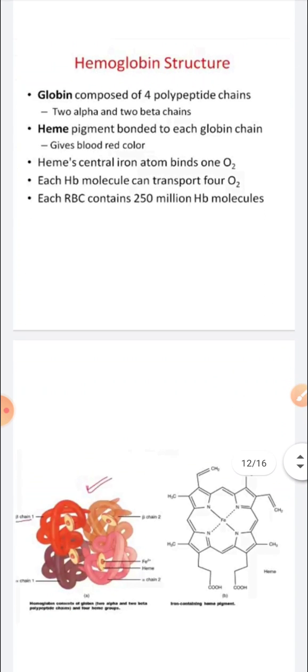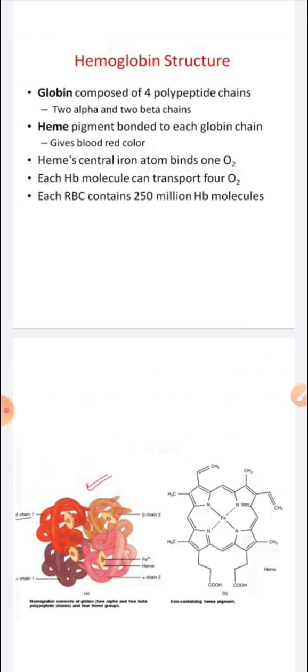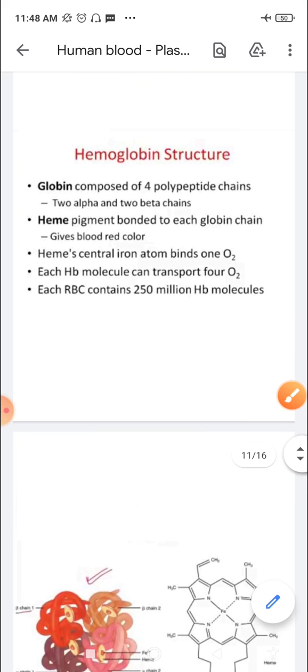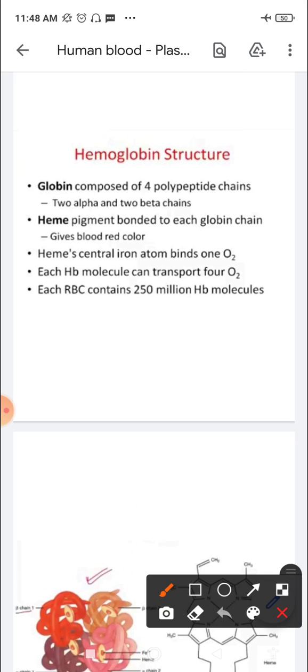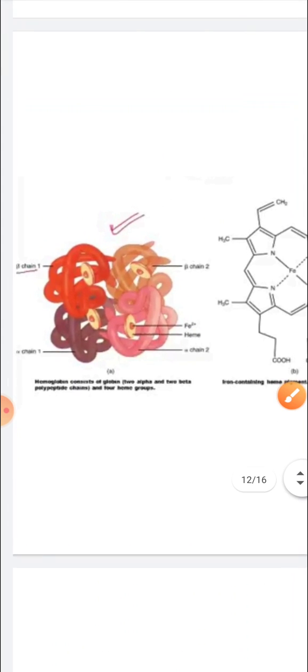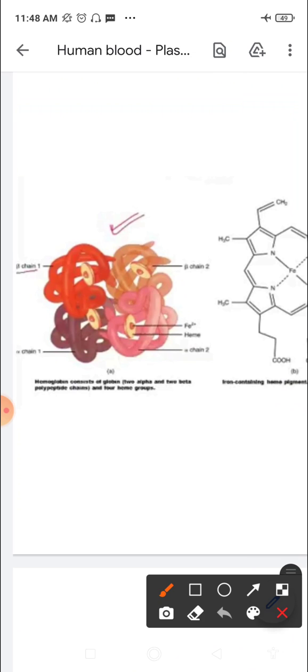So hemoglobin structure, globin. If we talk about hemoglobin, let's break up the word first. Hemoglobin is made up of two parts, the heme part and the globin part, right. So globin is composed of 4 polypeptide chains, which is 2 alpha chains and 2 beta chains, right. Now if we look at the structure of hemoglobin, we will see here that it is made up of 4 polypeptide chains, right.